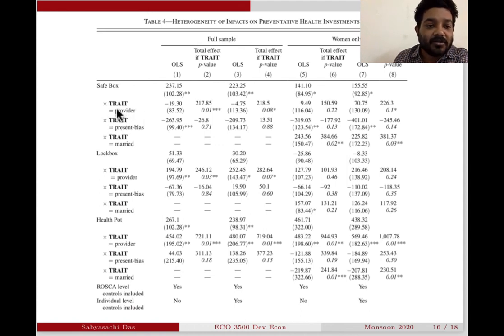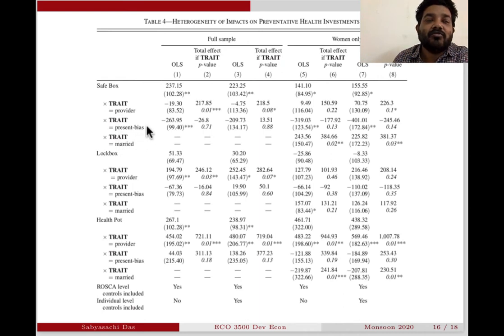So you're a provider, or whether in the question related to time preference, you have shown present bias. So basically you discount the future much more. So you are present bias. This comes from the behavioral economics literature, present biasness. If you systematically bias towards consumption in the present as opposed to in the future, then you are called a present bias person.